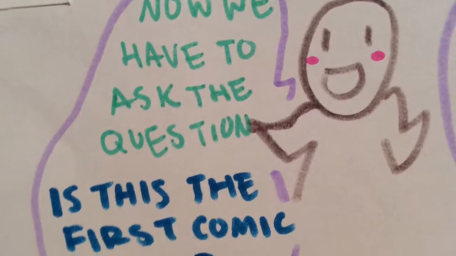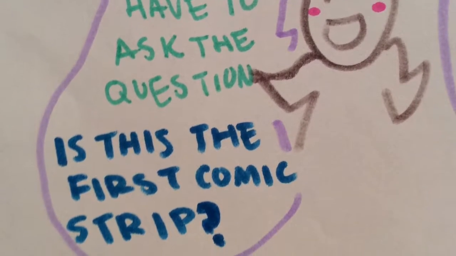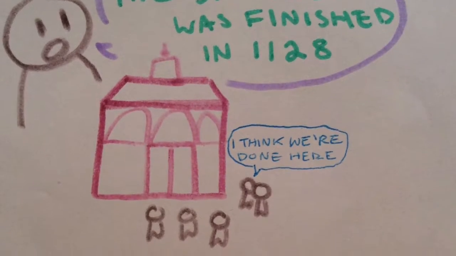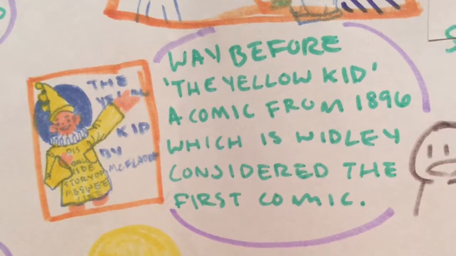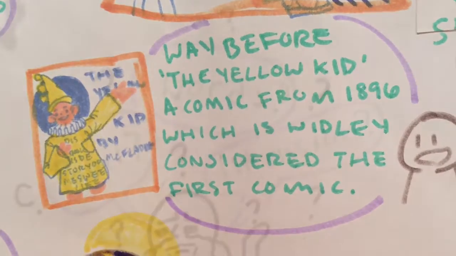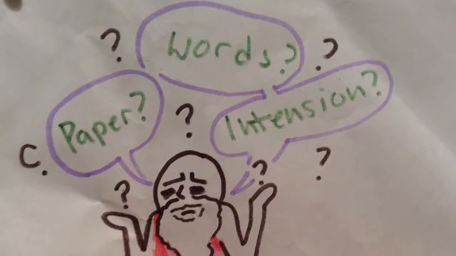Now we just have to ask the question, could this be the first comic strip? Well, the Baptistery was finished in 1128 AD, way before The Yellow Kid, a comic published in 1896, which is widely considered to be the first comic. Now we're left with philosophy.